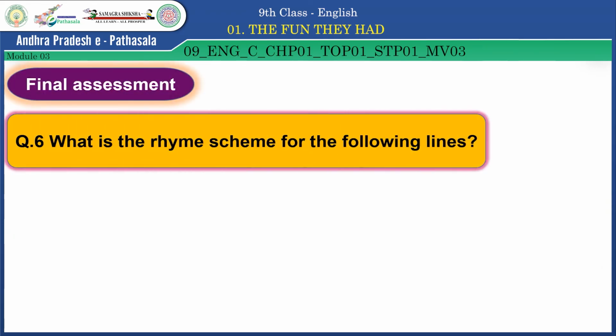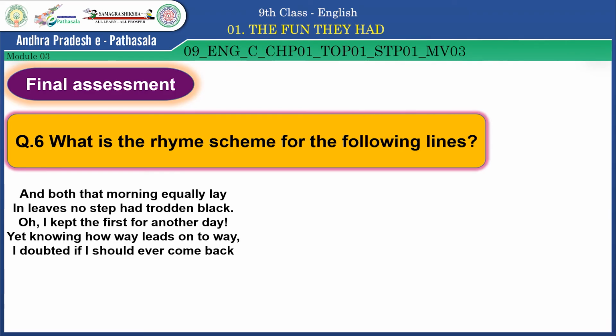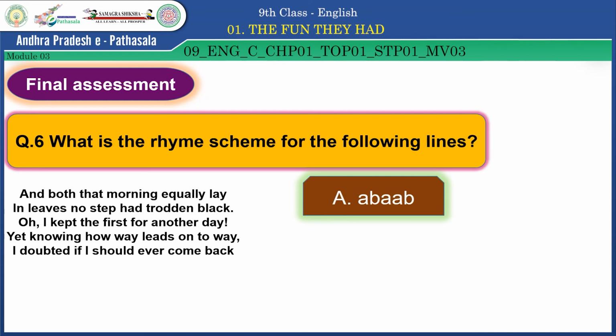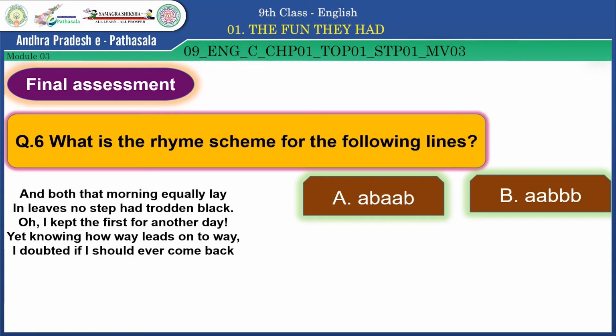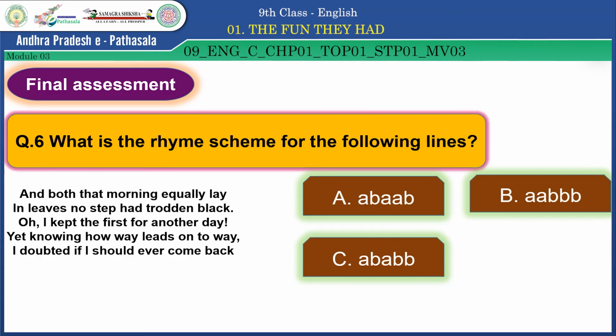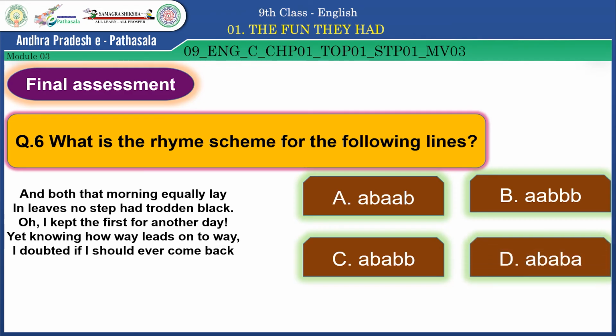Do you remember how to mark the rhyme scheme? Let's do this for the following lines. Find out the answer. Is it AB, AAB, or AABBB, or AB, ABB, or AB, ABA? If you have understood, you will be able to mark it right. Yes, the answer is A. A, B, A, A, B. Hooray!